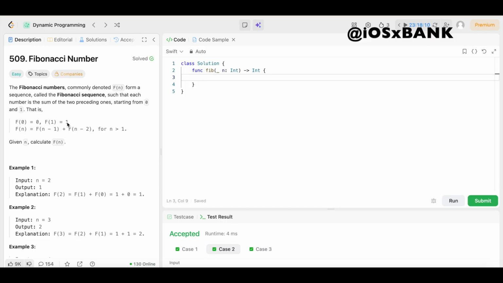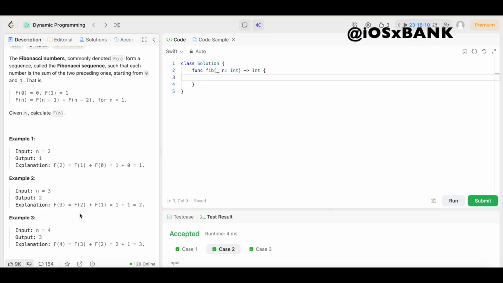So they give us f of 1 and f of 0 right up here. f of 1 is equal to 1, f of 0 is equal to 0, and since n is equal to 2, we want to do f of 1 plus f of 0, because f of 1 is 1 less than f of 2 and f of 0 is 2 less than f of 2. Hence this right here. Boom. Given that we already know what f of 1 and f of 0 are, it's just 1 plus 0, which equals 1.